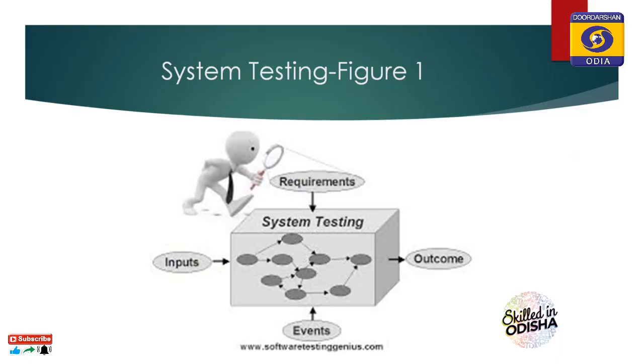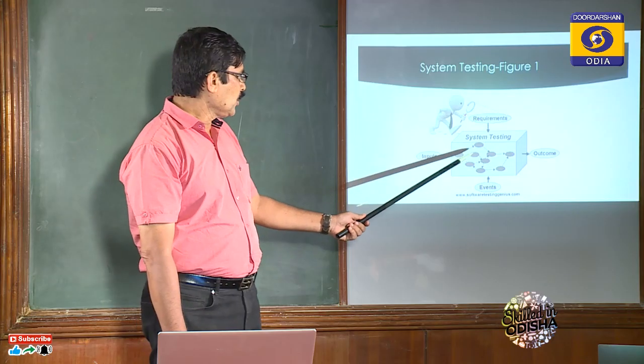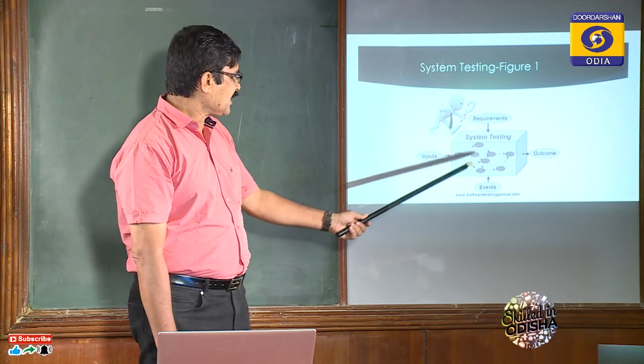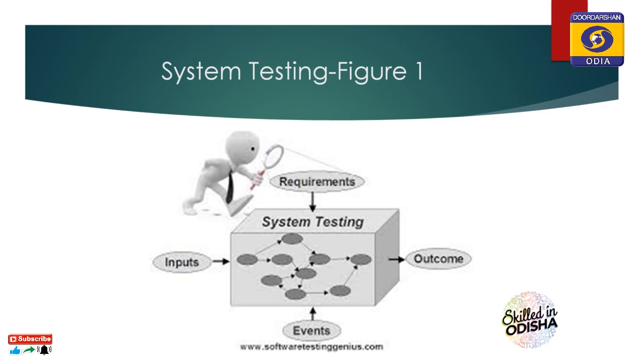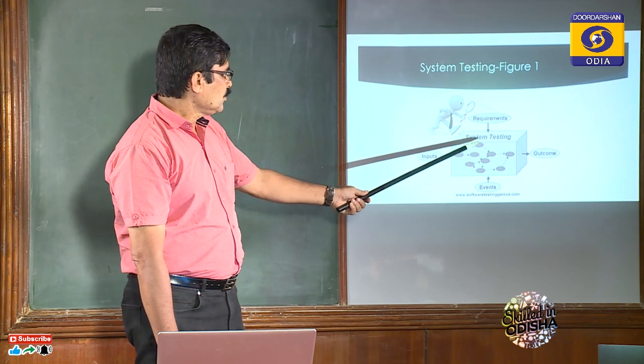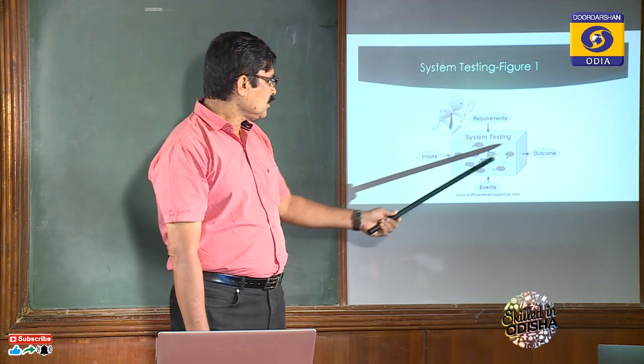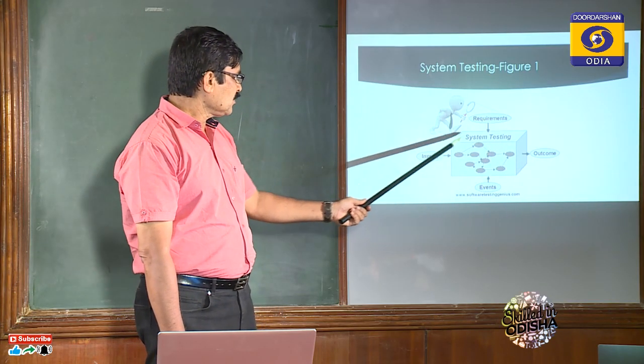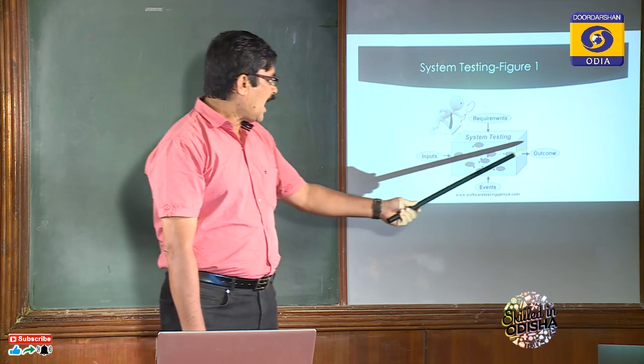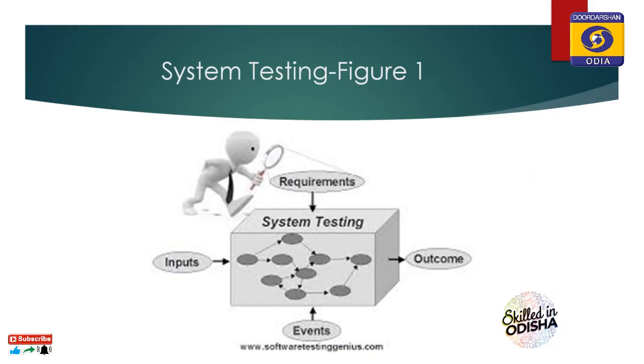So now we can see system testing through this figure. You can see there are different modules, all are interconnected, and this is the requirement given by the user for this system testing. On this side inputs will be given, and through these the total system outcome will come, and events are also given to this system testing.